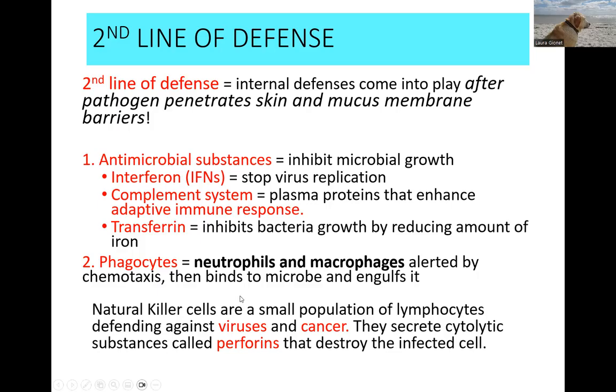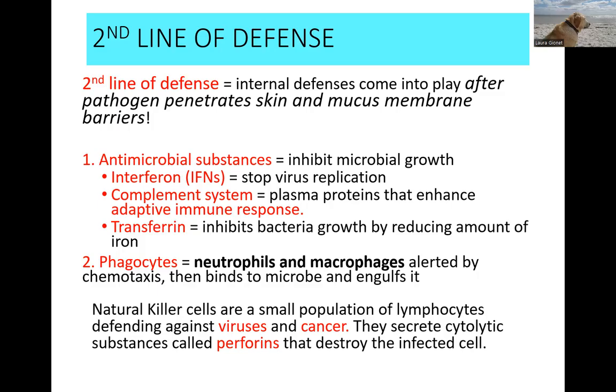But then we have phagocytosis. That's back to neutrophils and macrophages. They're alerted by chemotaxis. We said that these cells and the white blood cells follow these chemical scents. And that's where, when other cells are responding to the presence of different bacteria and things, they're going to release these chemicals into the blood, and the neutrophils and macrophages are going to follow that chemical scent.